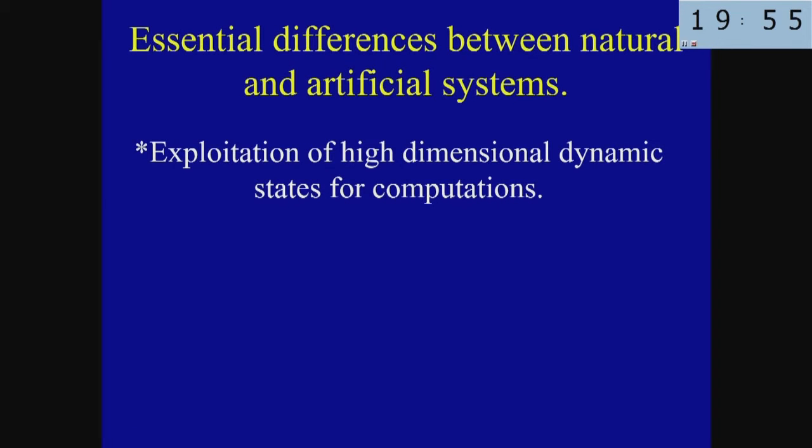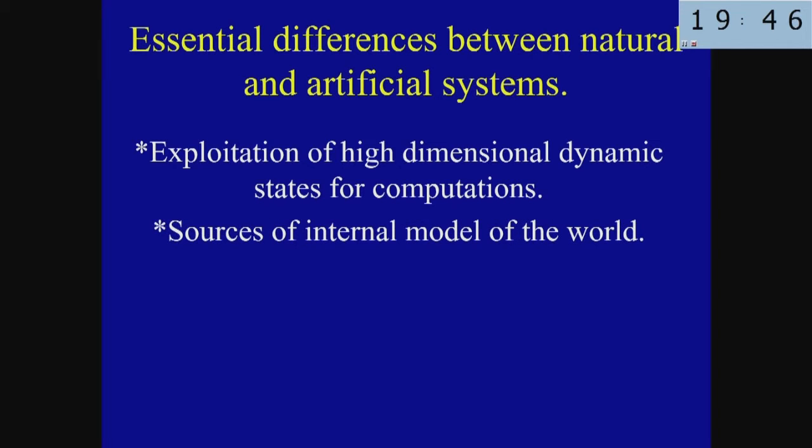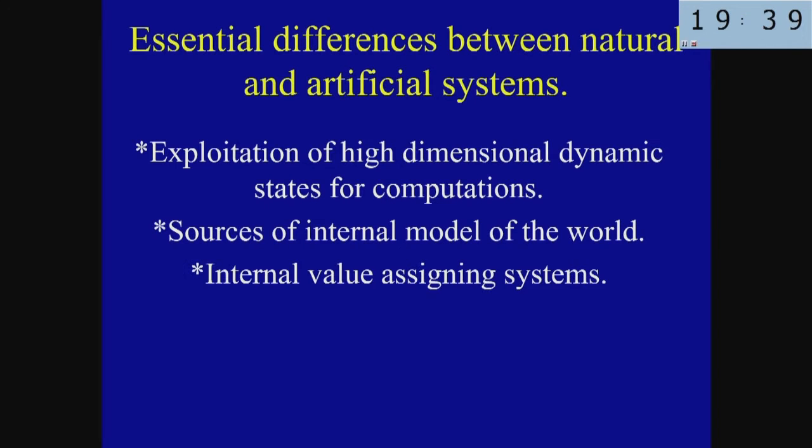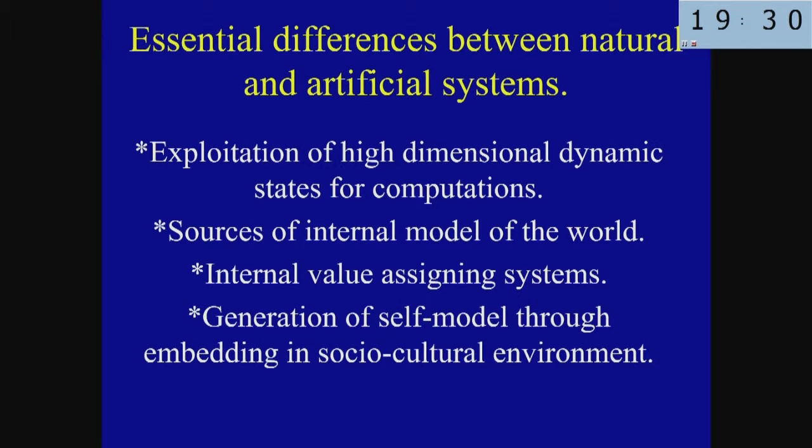They will concern first the exploitation of high-dimensional dynamic state spaces for computation. They differ very much between natural and artificial systems. They will also concern sources of the internal model of the world, sources of information to instruct this model. Then internal value assigning systems that do exist in natural systems and not so much in artificial systems. And finally, the option to generate a self-model through the embedding in a social-cultural environment.